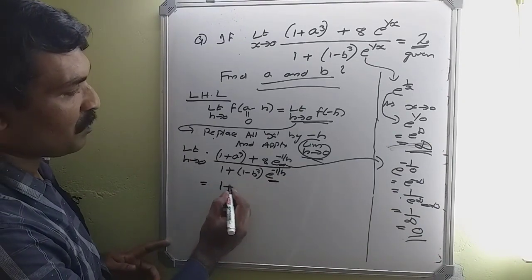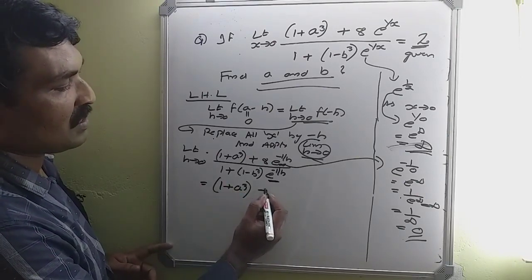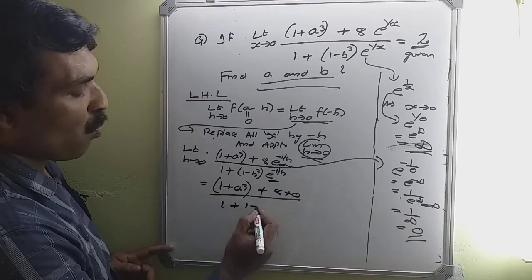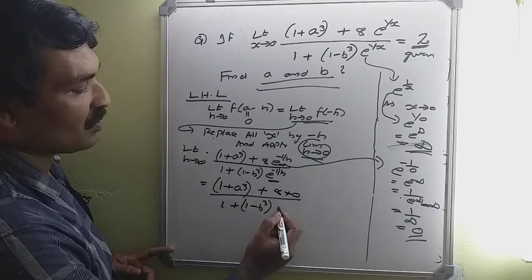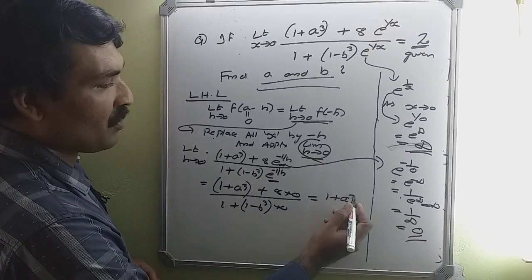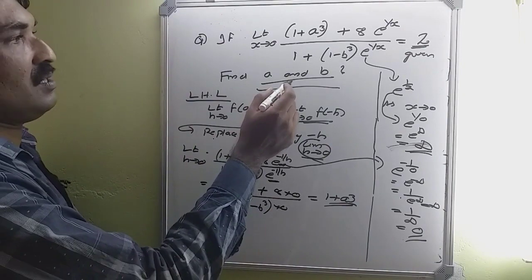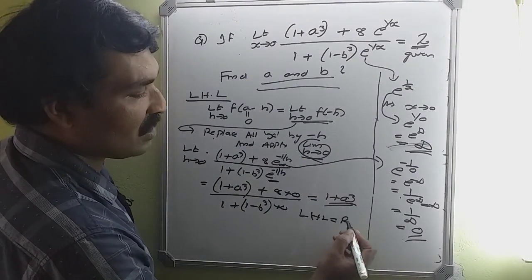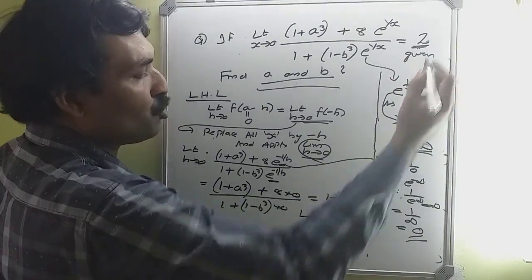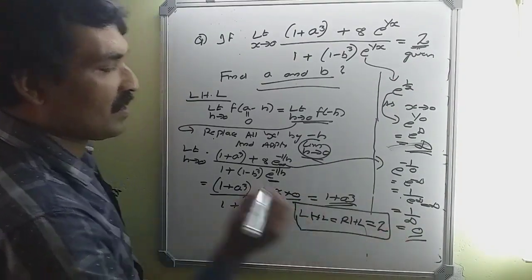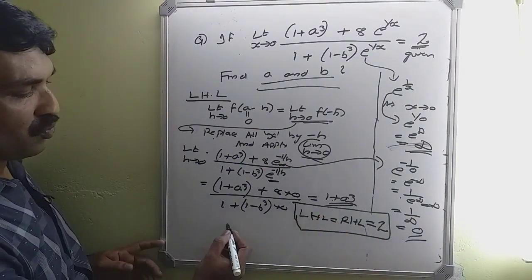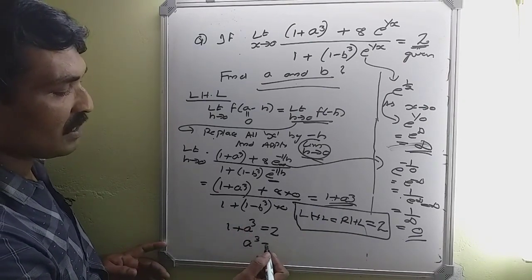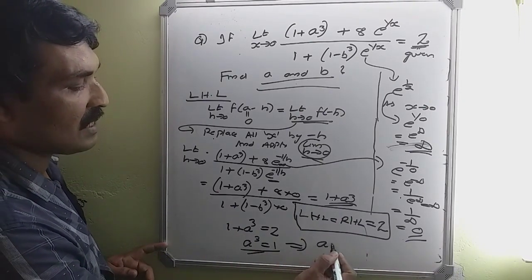So that becomes 1 plus a cube plus 8 into 0 by 1 plus 1 minus b cube into 0. That is equal to 1 plus a cube. Since the limit exists, we have LHL equal to RHL equal to 2. So the value of 1 plus a cube is equal to 2, or a cube is equal to 1. This implies a is equal to 1.